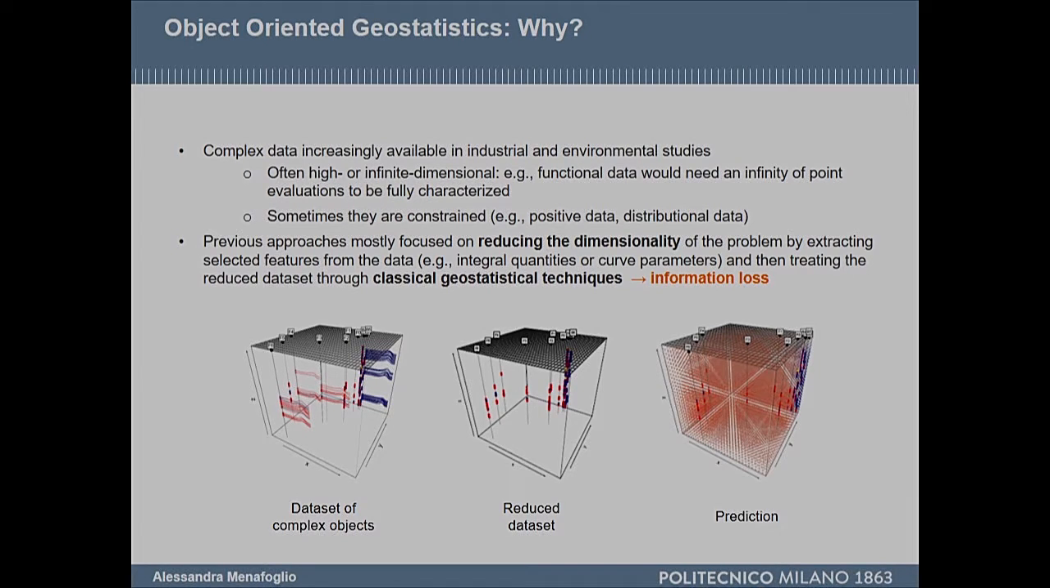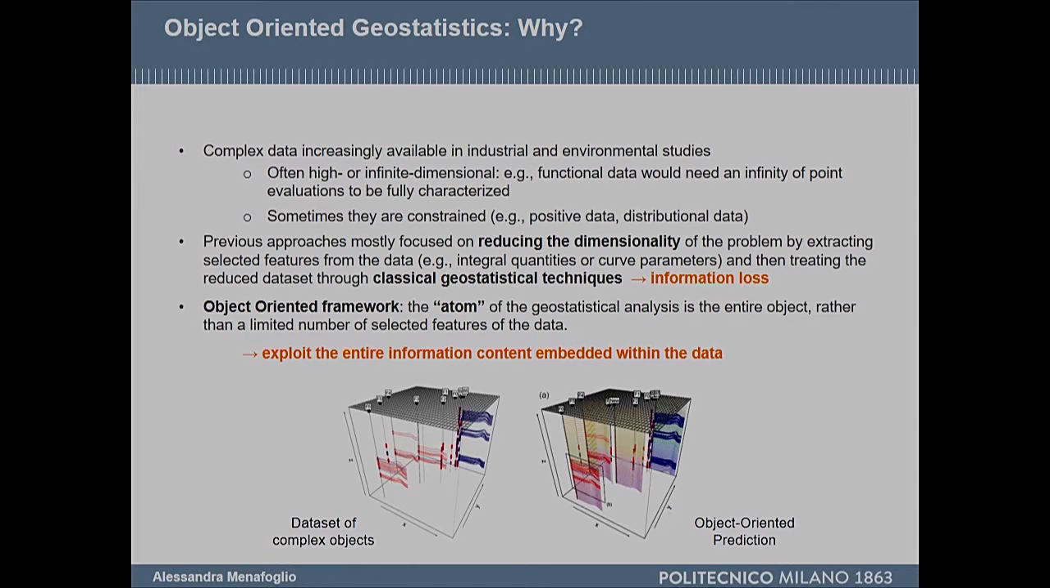Now, we may know that the curves are red or blue. And classically, in fact, what we could have done was to just keep the information about the color of the curve and transfer this information over the entire system. Now, what we want to do is to consider the entire information content in the curve and make a prediction of the entire curve over the domain.